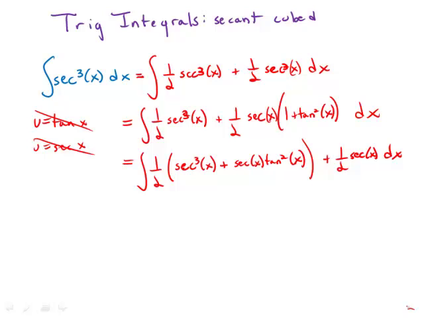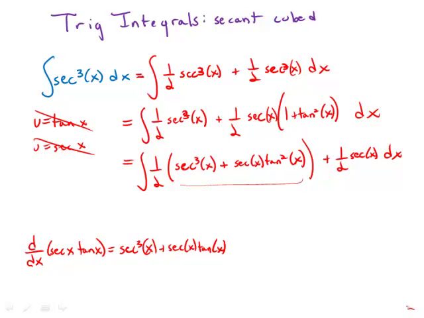Now what's interesting about this is that what's in this parenthesis right here is actually a derivative. It's the derivative of secant x times tangent x, or the second derivative of secant. In fact, if you take this derivative, you can verify for yourself using the product rule that what you get is secant cubed x plus secant x times tangent squared x.